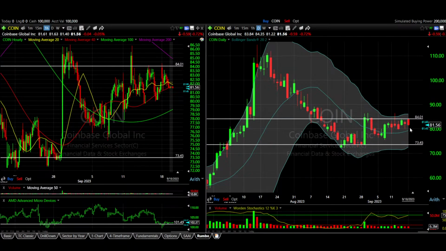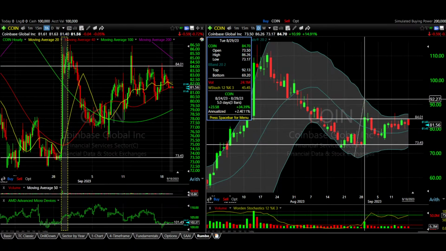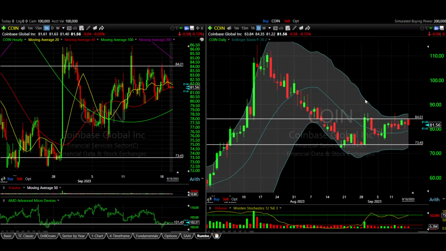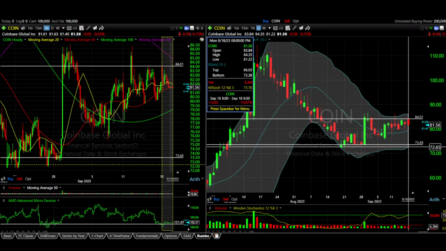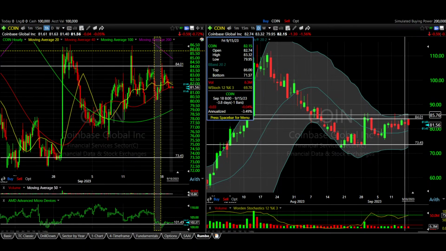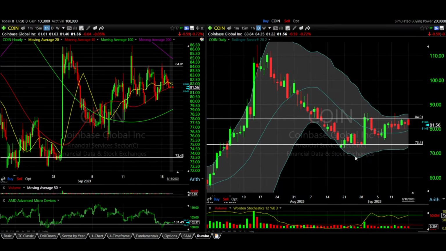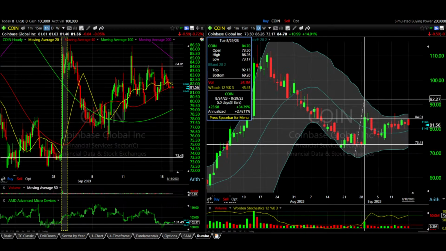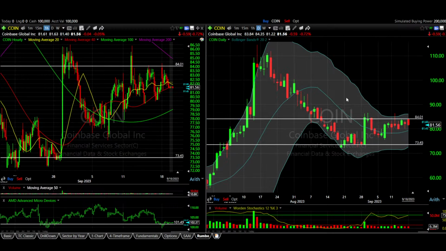Okay, well, the answer is volatility. As you can see, it has very low volatility. Like right here, the volatility goes from $68 to $92. That is about 24 points. Right here, the volatility is $85 to $72. That's about 13 points. So it's basically half the volatility it had.